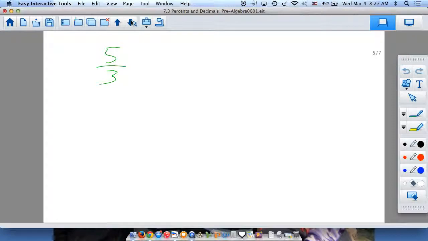You guys try this one. It's 5/3. So we're going to take 5, and we're going to divide by 3. 3 goes into 5 once. Subtract, we get 2. At that point, we have to add a decimal because we're at the end of the whole number. 3 goes into 20 6 times, at 18.